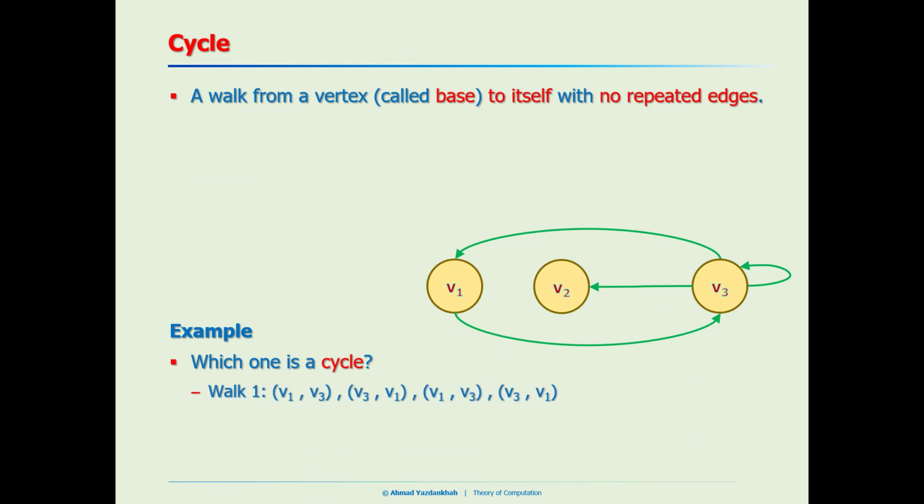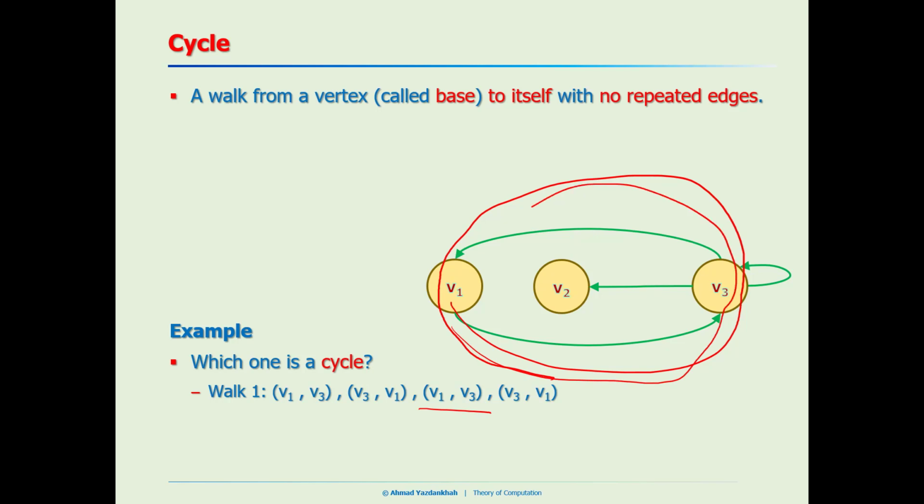So this is a cycle: V1 to V3, V3 to V1. Up to this point, it is a cycle. But if we repeat V1 again, V1 to V3, V3 to V1, it's not a cycle anymore because this edge and this edge are repeated. So this is not a cycle.